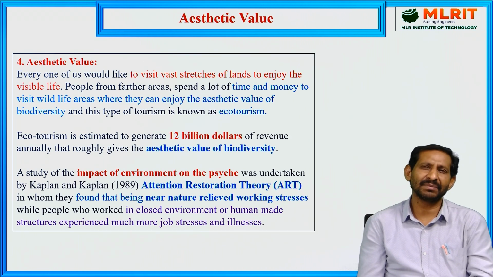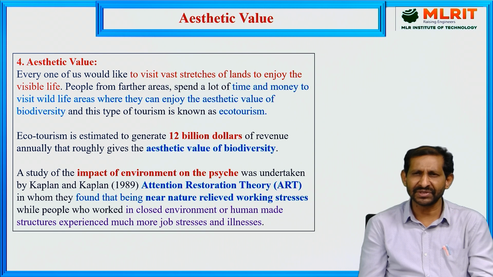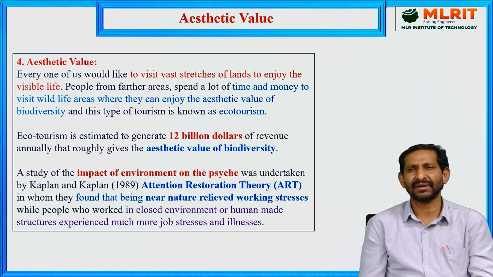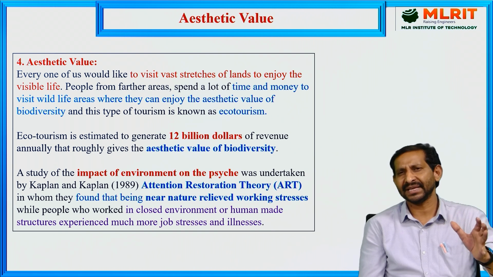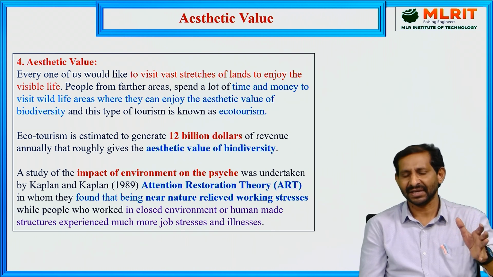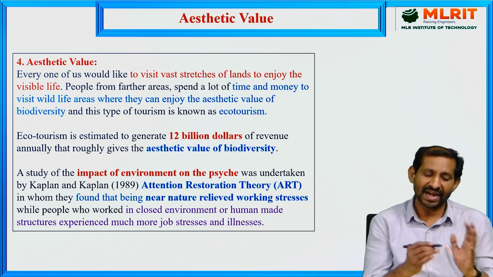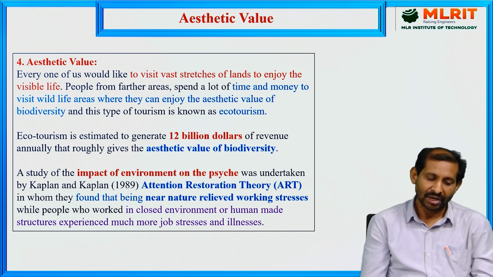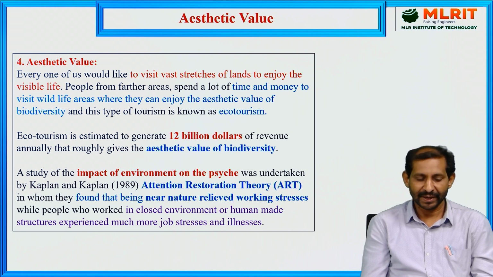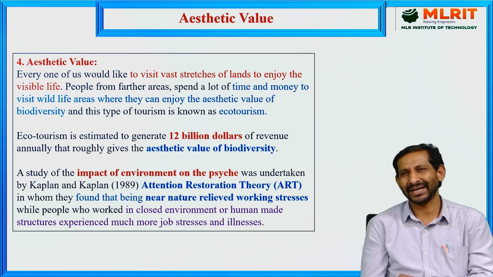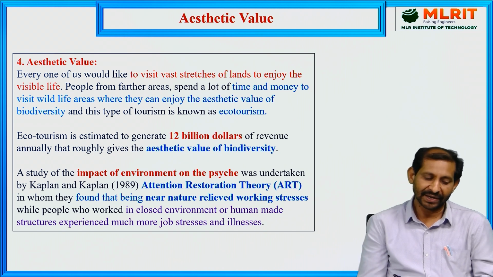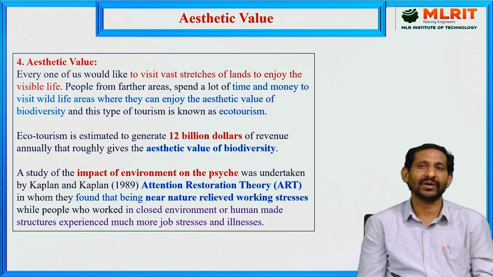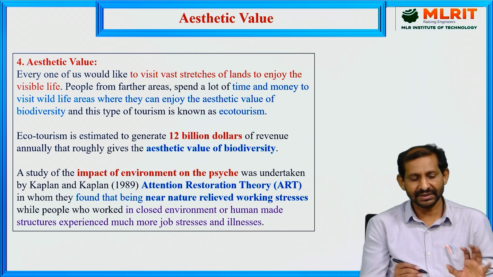Aesthetic value. Aesthetic simply means whatever you enjoy when you visit some places. Ecosystems provide vast stretches of land and visible wildlife. For example, we go for enjoyment to an ecosystem, and people spend time and money on wildlife areas to enjoy the aesthetic value. This is also called ecotourism. Ecotourism generates more income for a state or country; here it is mentioned that roughly $12 billion of revenue annually gives the aesthetic value of biodiversity.